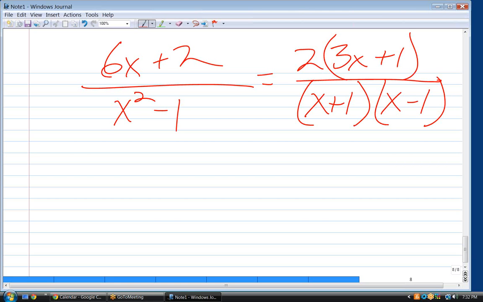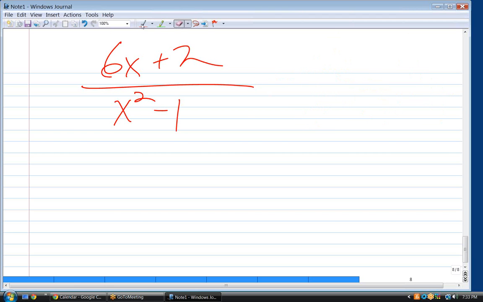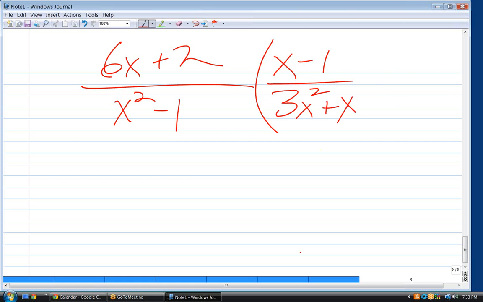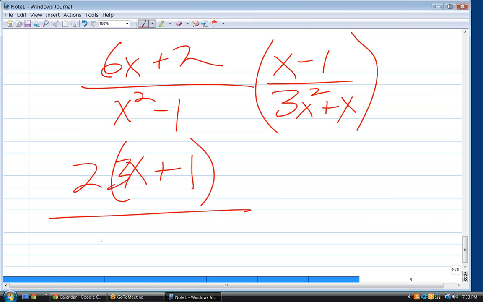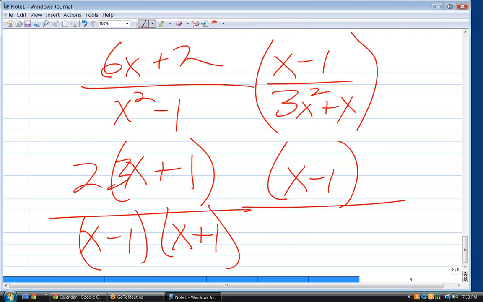Well, I didn't finish saying the problem. Oh, I'm sorry. And then times x minus 1 over 3x squared plus x. 3x squared what? Plus x. Okay. All right. Now a lot's going to happen. So if I go back, factoring that. Factor this.